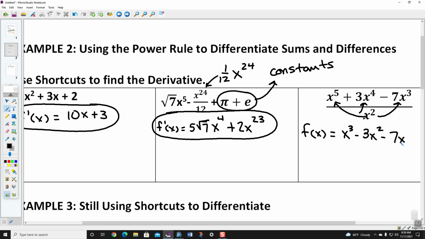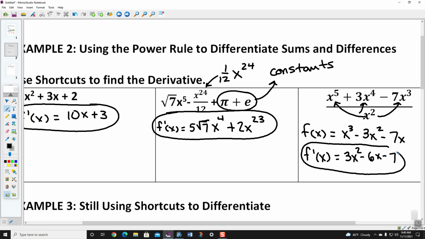After the rewrite right there, is it a little easier to take your derivative now? And what would your derivative be after the rewrite? 3x squared minus 6x minus 7. Very good. So something like this, if you see any kind of fraction, whatever's in the bottom, you're trying to get it somehow to the top. Get it to the top if you can.